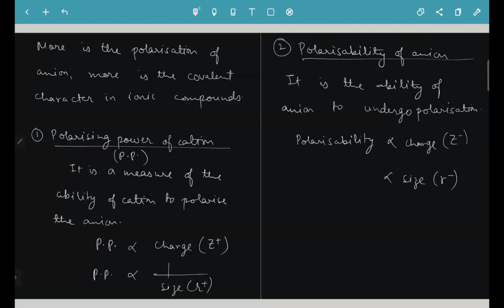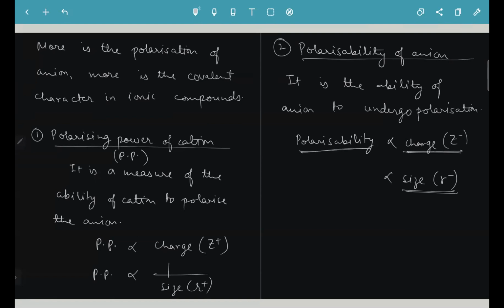Larger anion, okay, its electrons are away from its nucleus. These electrons are more strongly attracted by the cation. These electrons can be more easily polarized. Polarizability of an ion depends on the charge. Polarizability depends on the size. For any molecule, the polarizability will depend on its size. For any atom, polarizability will depend on size. A larger atom, a larger molecule, a larger ion is more easily polarized.